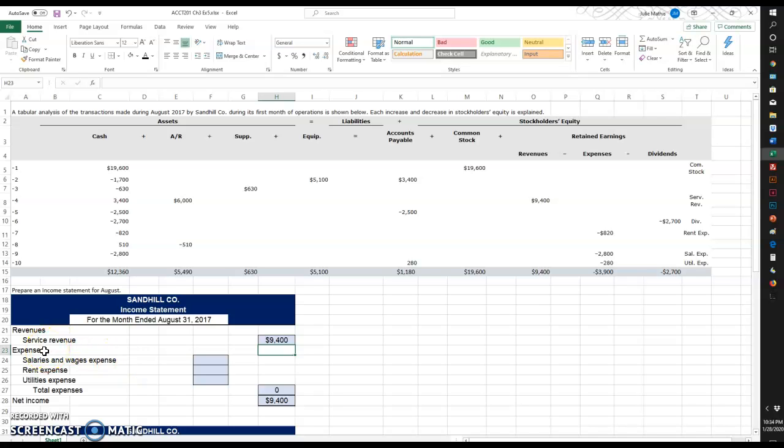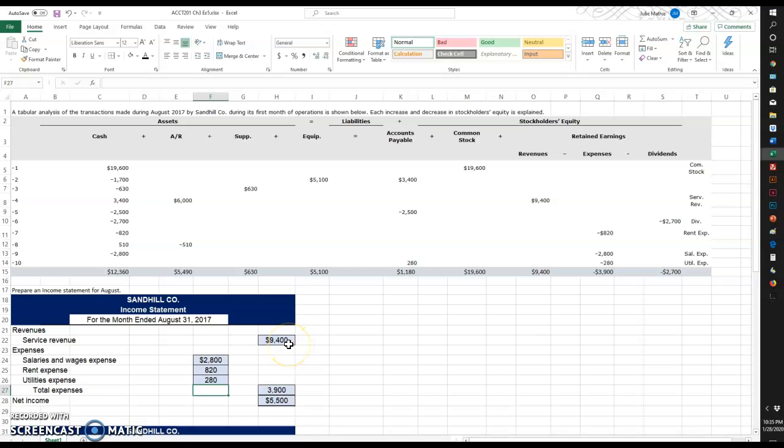Our expenses are up under our expense category. We've got a rent expense for $820, salary expense for $2,800, and a utilities expense for $2,800. So I'm going to put in the salary, which was $2,800. Then the rent for $820, and then I'm going to put in the utilities, which brings us to a total of $3,900.